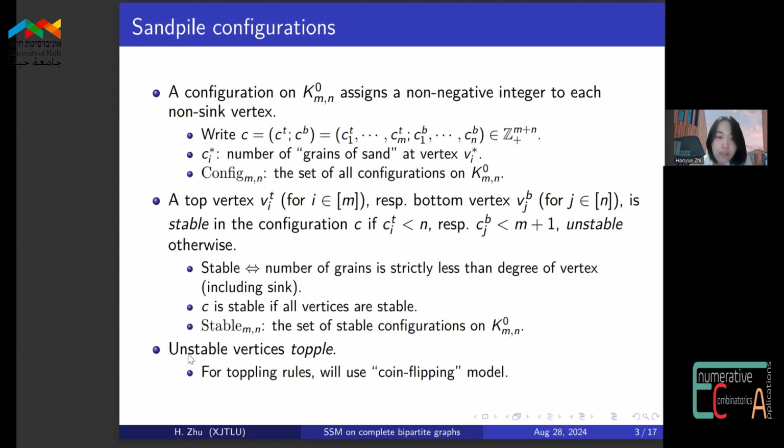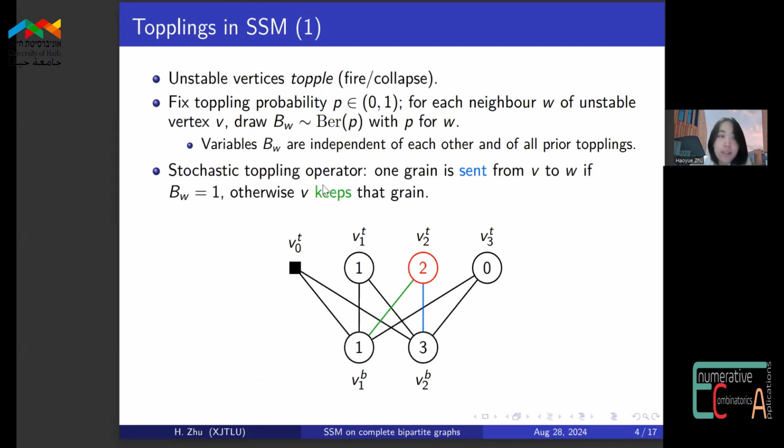For the unstable vertices, they should start to topple. For the toppling rules, we use the coin-flipping model. Here we give the details. We first have the toppling probability p, and then for each neighbor of the unstable vertex we draw a Bernoulli variable. For example, with probability p, we send one grain from the unstable vertex to the corresponding neighbor, and we use the color blue to denote that. Here the vertex V2T is unstable, and we send one grain to the neighbor V2B, and we use the blue color to denote that.